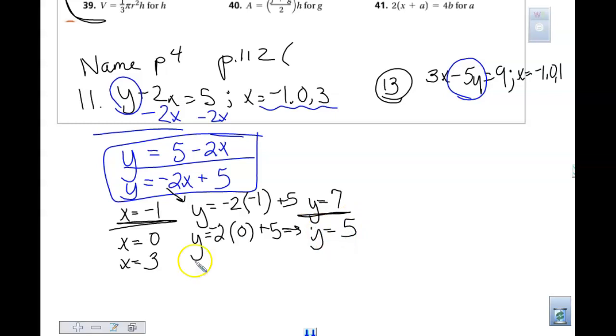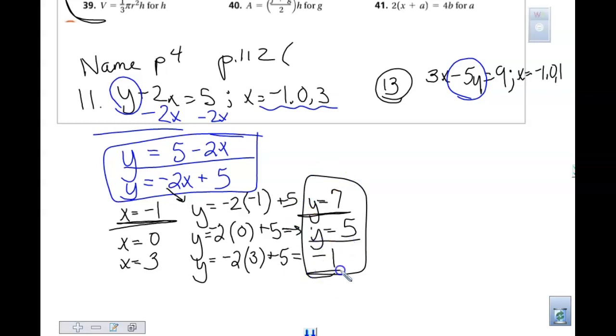Benjamin, or Ben, sorry. Y equals negative 2 parentheses 3 plus 5. So negative 6, right? We're going to do our multiplication order of operations. Plus 5 gives me a negative 1. So these are the other 3 answers that you probably saw in the back.